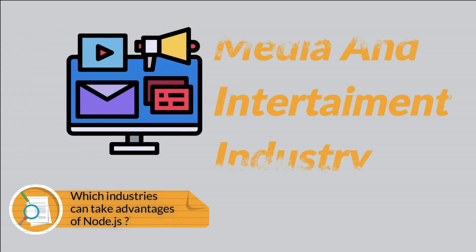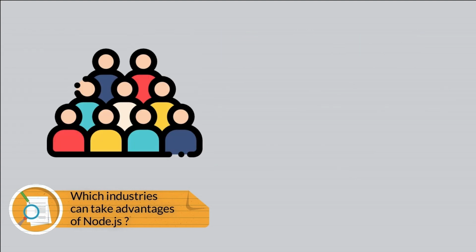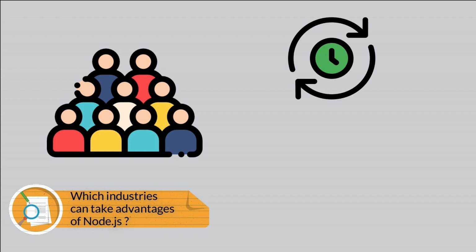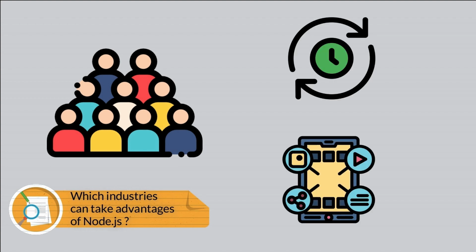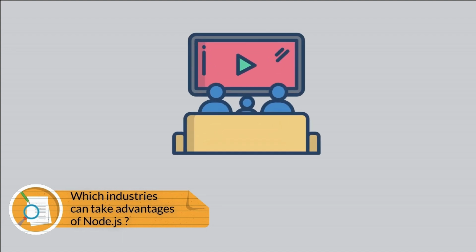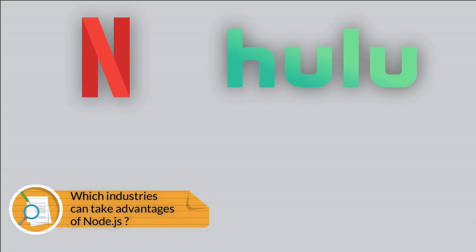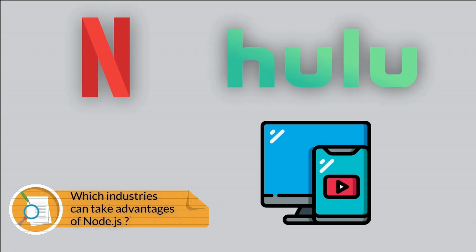Media and entertainment industry. This industry requires them to reach a broad audience, and by using Node.js, it can help them queue up the data or simply share it in an asynchronous manner to ensure their requests are not blocked. It will ultimately help the viewer watch the video without any interruption. Companies that use Node.js in this industry include Netflix, Hulu, and other streaming services.